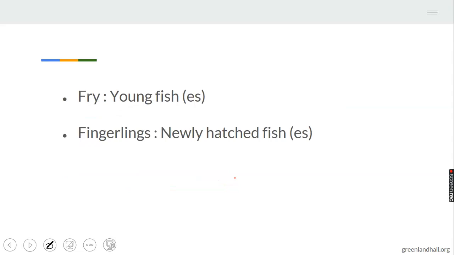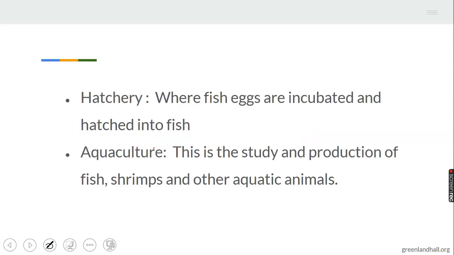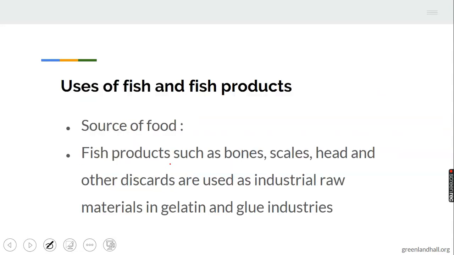Fry, a young fish or fishes. Fingerling, newly hatched fish. Hatchery, where fish eggs are incubated and hatched into fish. We have aquaculture, the study and production of fish, shrimps, and other aquatic animals. These are some terminologies in fish farming. Let's take note of these terminologies in fish farming.